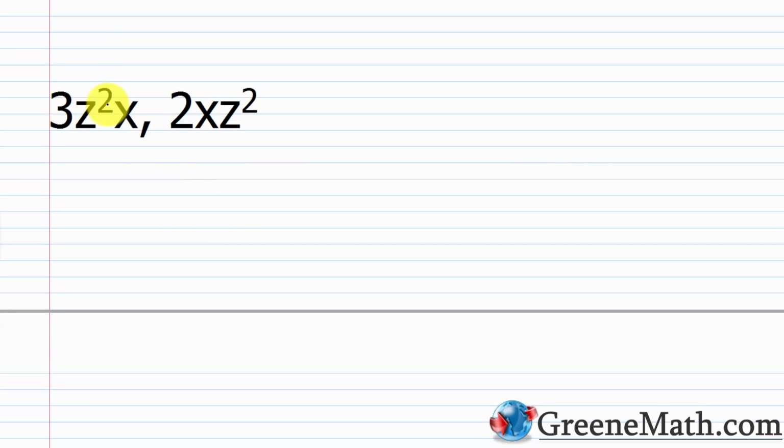Here we have 3z squared x and then 2xz squared. So this one might look like they're not like terms, but in fact they are. The variables are presented in a different order, but I want you to remember back from pre-algebra that multiplication can occur in any order, right? That's called the commutative property of multiplication. So if I have 3 times 2, that's the same as 2 times 3. In each case, it's 6. So I can multiply variables in any order. I can have z squared times x or x times z squared.